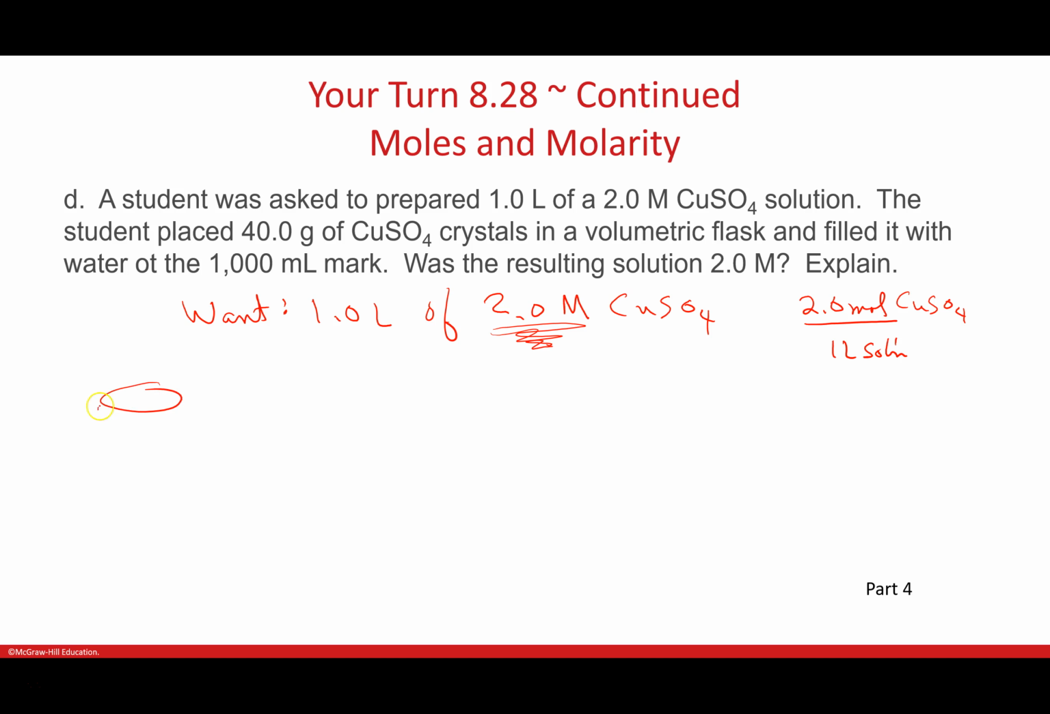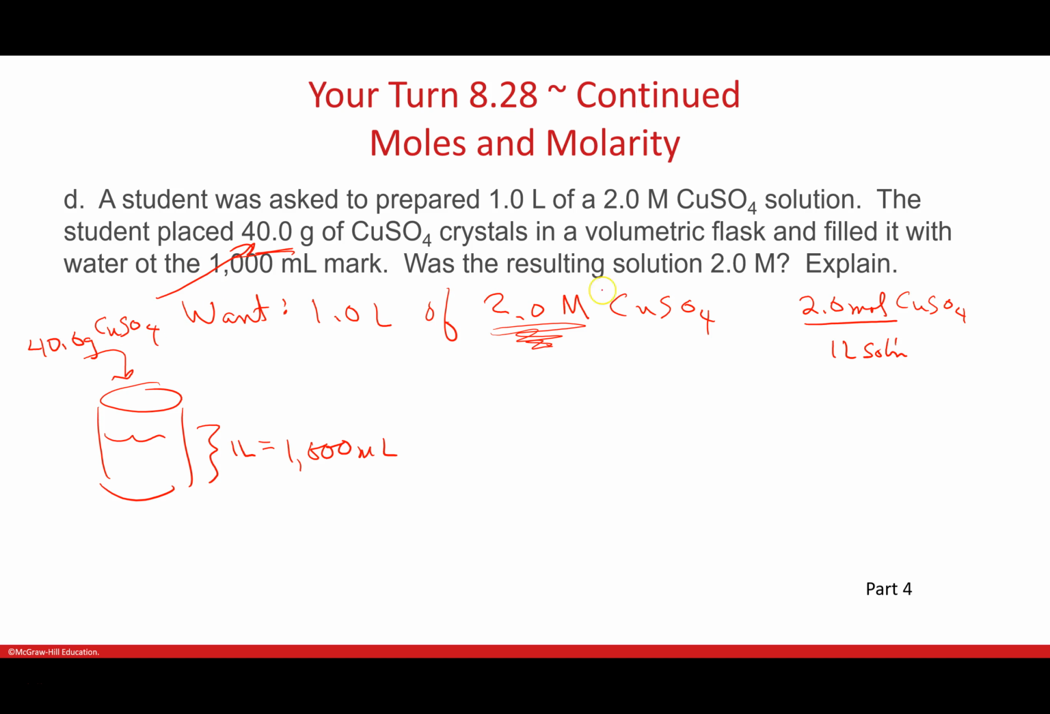And so here I drew a little picture. This is 1.0 liters, or 1 liter. And then in my figure, Glenna, can you help me out? 1 liter is equal to how many milliliters? 1,000, thank you. 1 liter is equal to 1,000 milliliters, perfect. Then the problem statement says that we are going to dose this with 40.0 grams of CuSO4. That's from the problem.